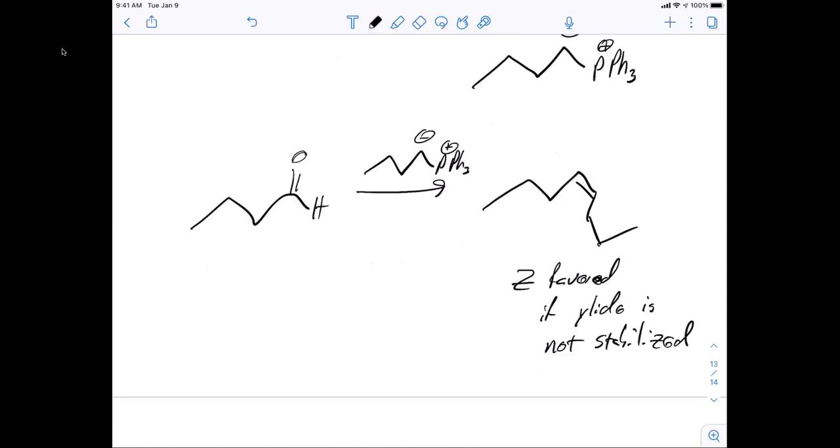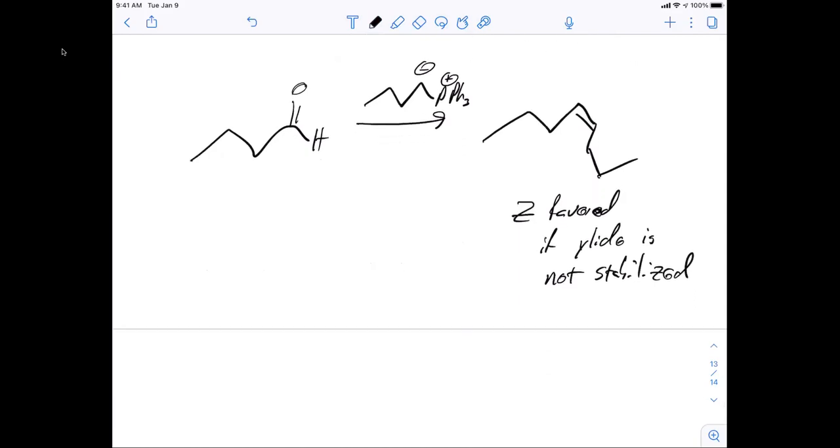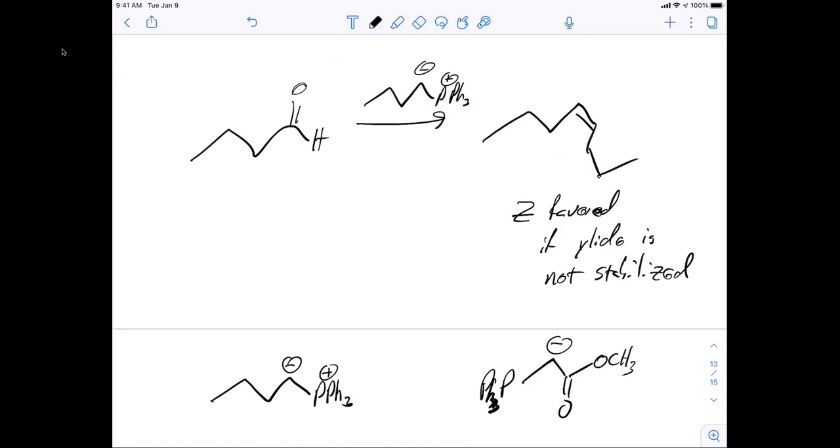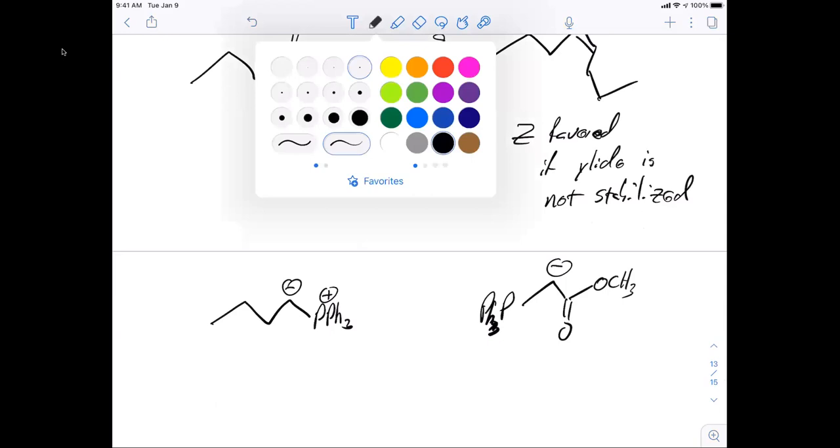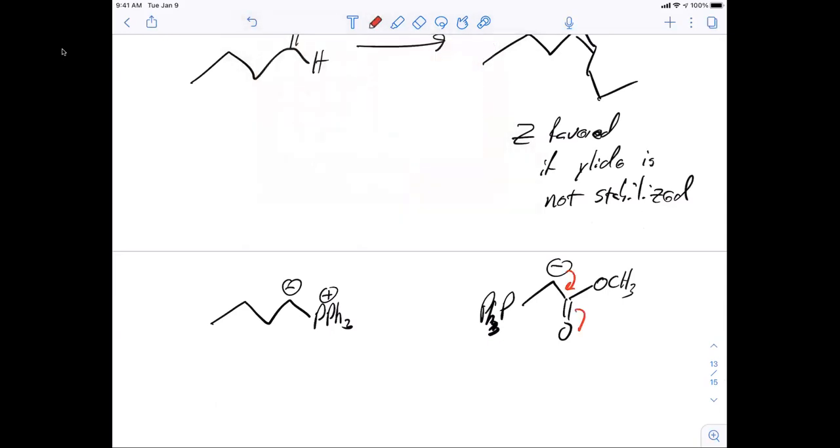And if the ylide is not stabilized, we end up with the Z form, the cis form. If we look at this ylide, there's nothing that's stabilizing that charge. But if I look at this ylide, now I've got that carbonyl there. I can stabilize that negative charge.